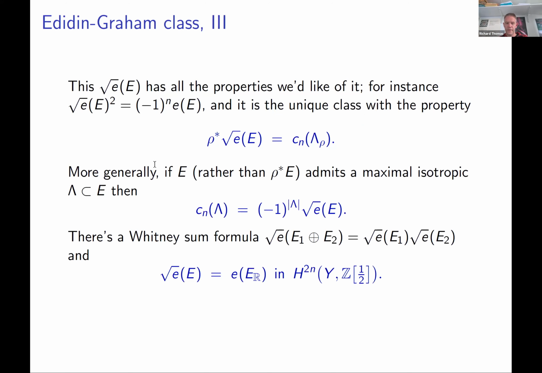Okay, so sorry. So yeah, it has all the properties you like. Okay, so that's the end of that. So is everyone happy with this square root Euler class?